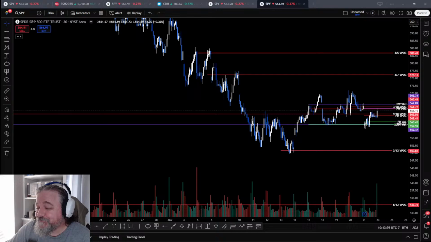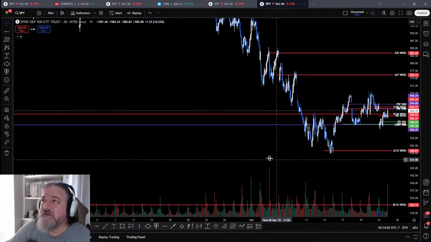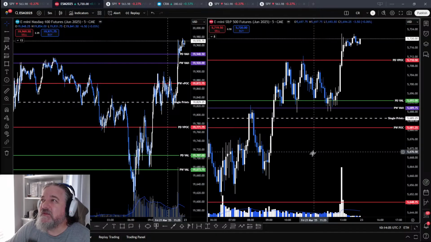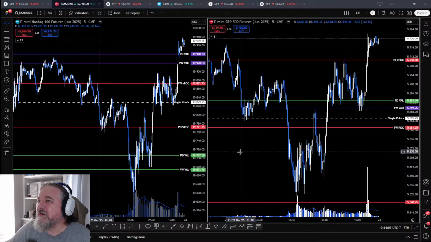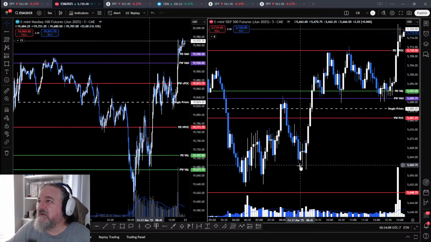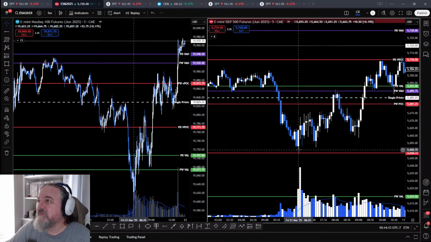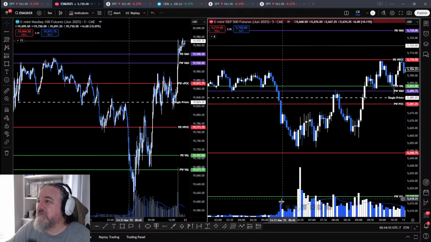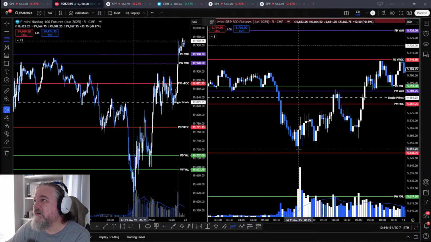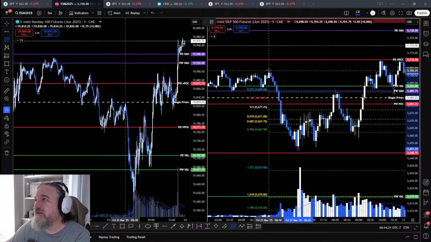I did use them on Friday. I used fibs for an entry. I might be able to show you guys if I can remember what the trade was. I think I drew, and I might be wrong here, but I think I did this. Yeah, no, that's wrong. Or maybe it's not.